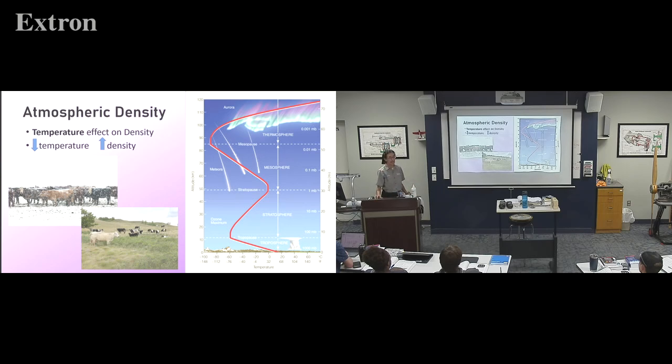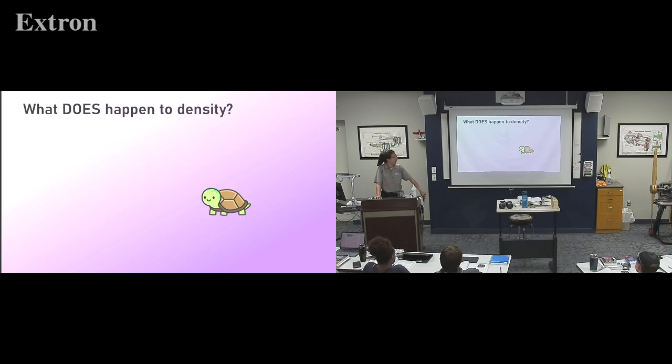So, as you go up, especially if we stay in here, temperature is decreasing. So what does that mean density is doing? Density is increasing if temperature is decreasing. But what is happening with the turtles? We're getting less dense because pressure is decreasing as you go up. So, who wins? Is it the turtles or the cows?